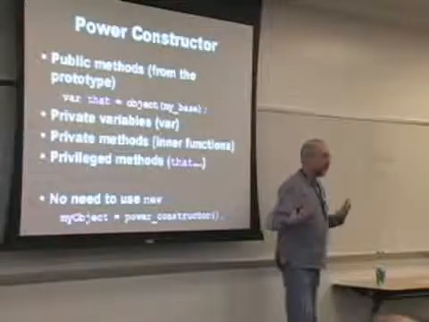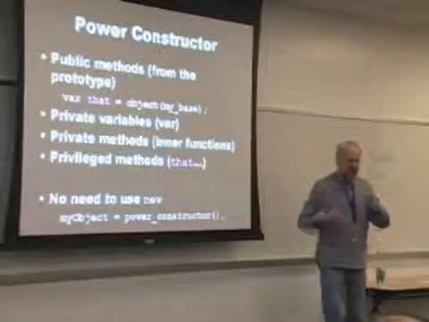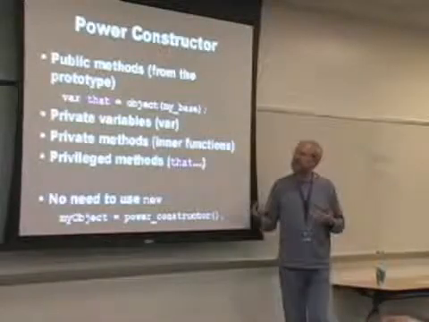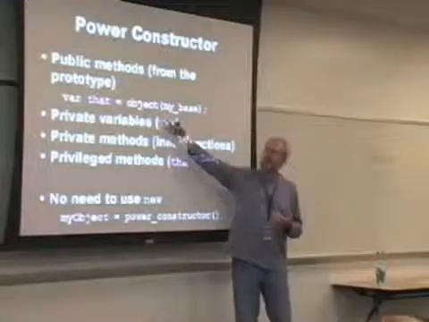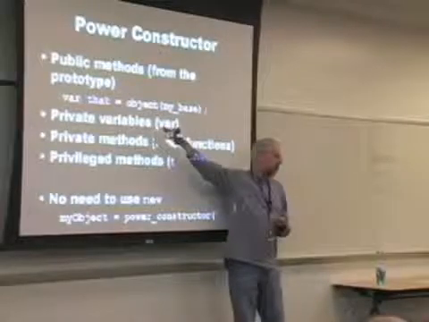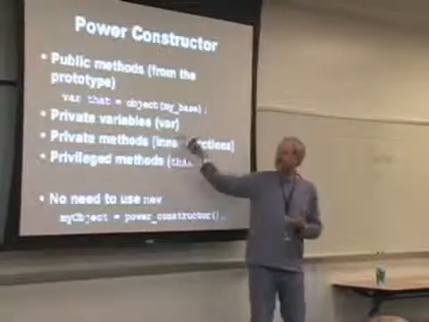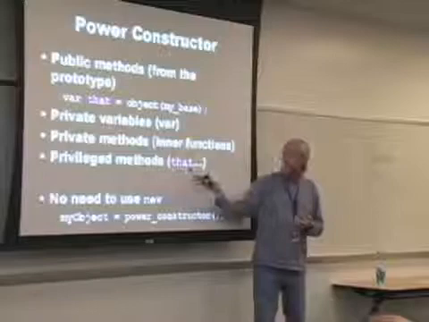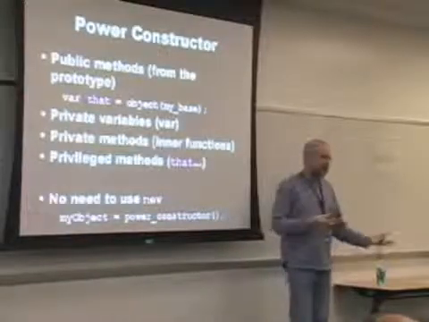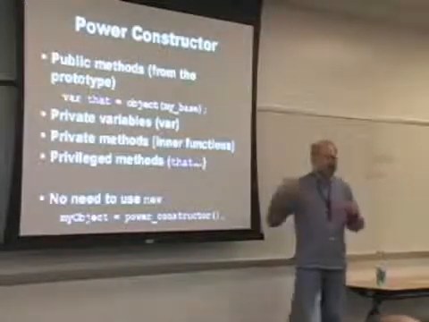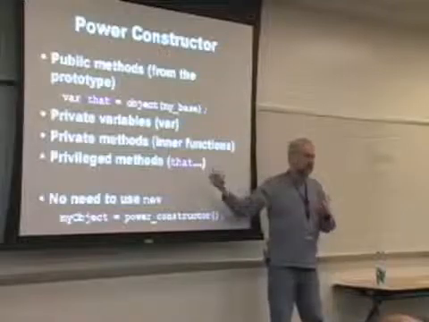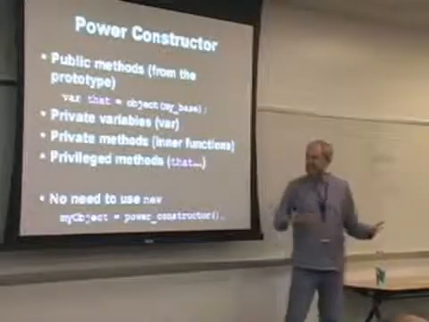Okay, so we get lots of patterns available in the power constructor. We've got access to public methods, which we can inherit from the object that we start with. We've got private variables and private methods, and then we've got the privileged methods that we bind to that. So we've got lots more reuse patterns than we had before.